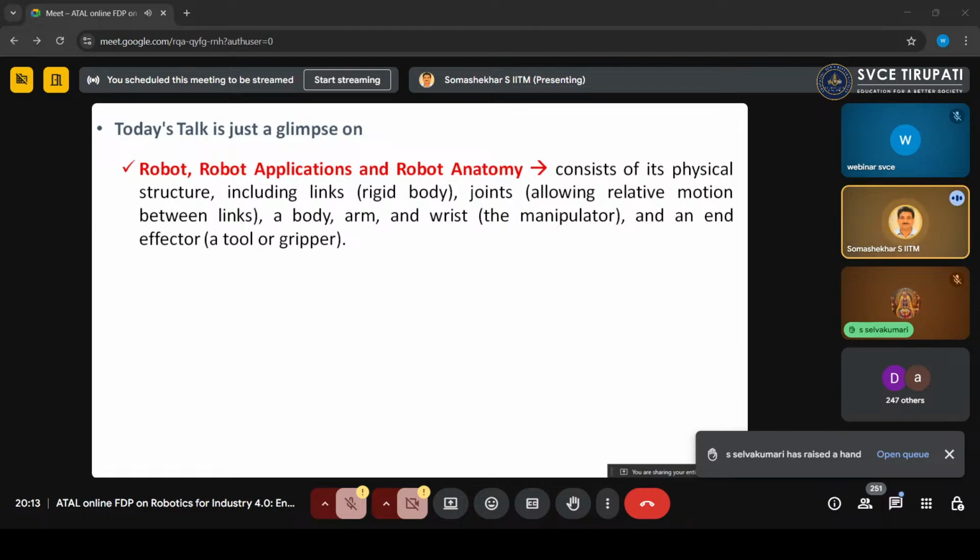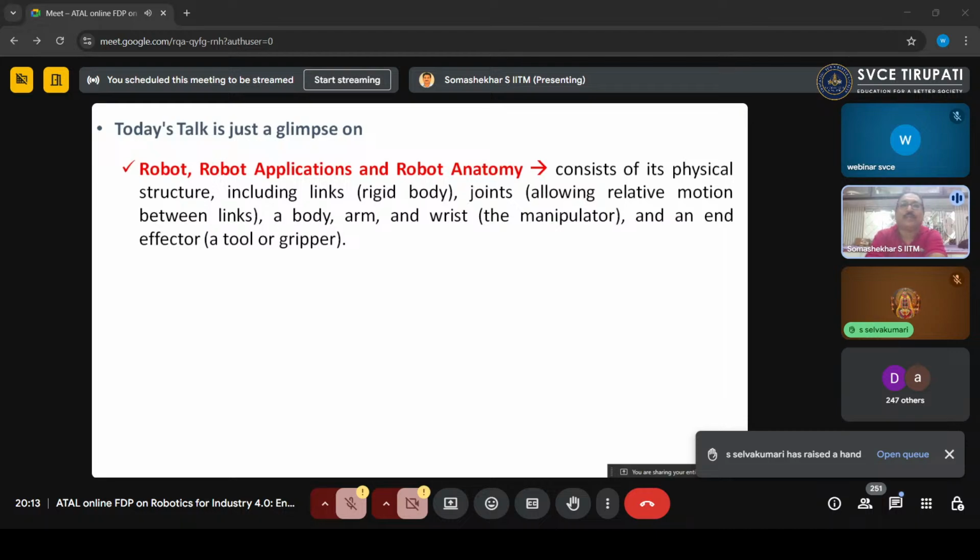Today's talk is just a glimpse on robots. You already know what a robot is, correct? Many lecture hours are over. There are an enormous number of robot applications. Robot anatomy is very important to integrate our sensors and actuators. If sensors and actuators work effectively, then only are we achieving the required task by the robots.